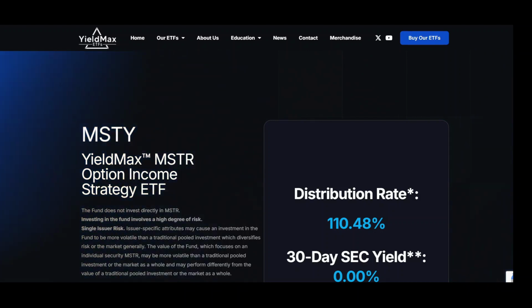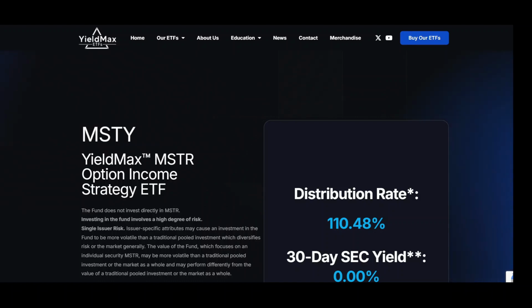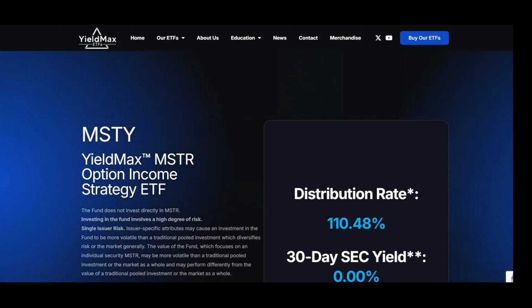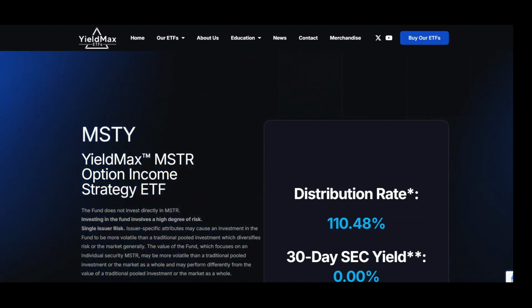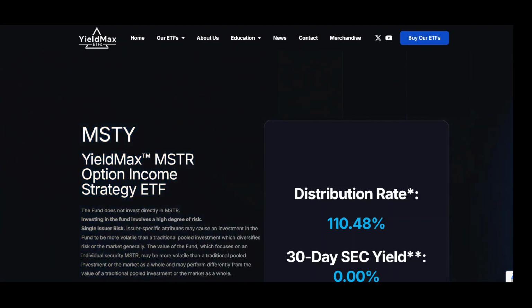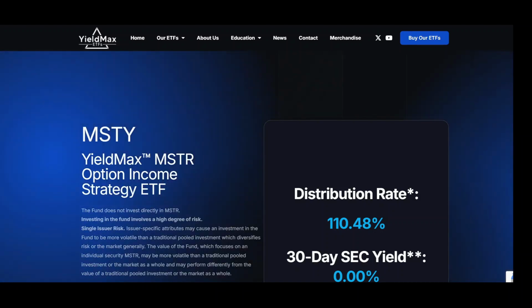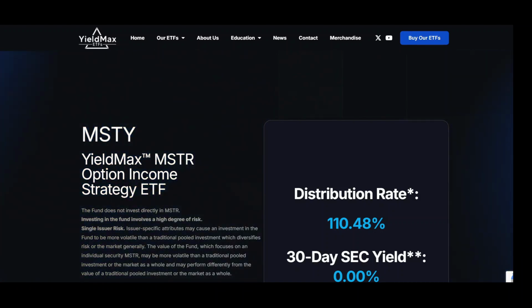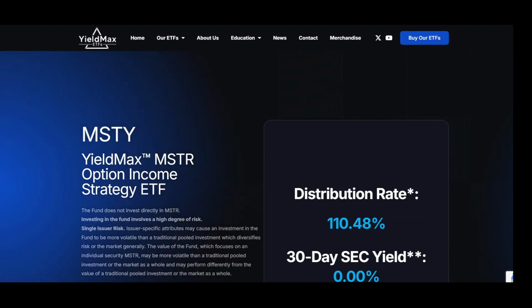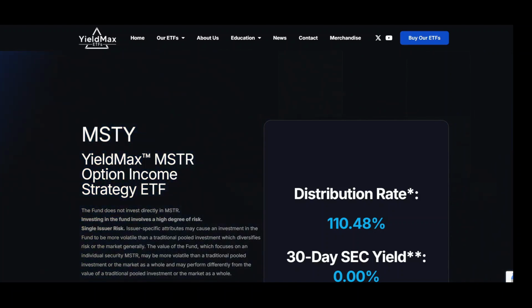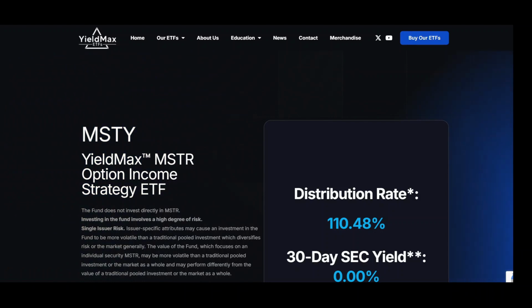And as you will see, it is not the same share price. When you add those distributions back in, it does affect it in a positive way, because that is money coming back into your pocket and replenishing the amount that you spent. So as you can see here, MSTY at the time of this recording has a distribution rate of 110.48%. So let's go check out the Webull chart and let's see what MSTY looks like chart-wise.